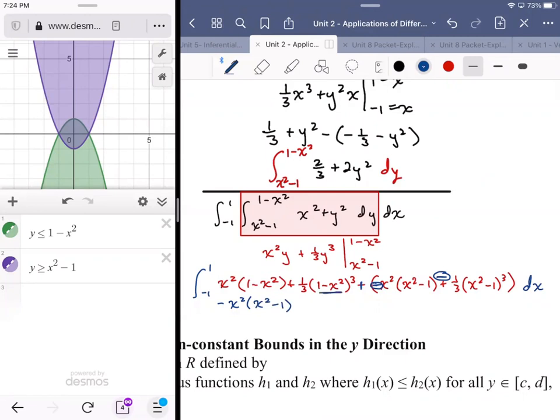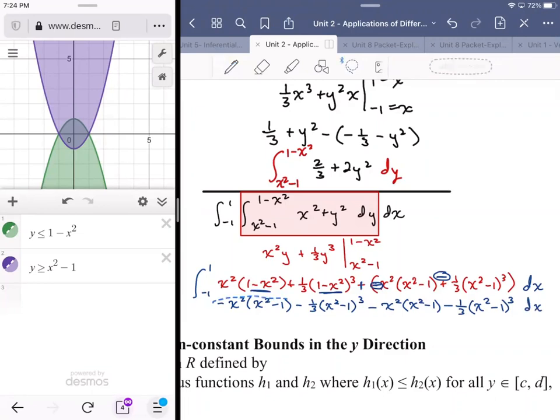Okay. I could factor out a negative from this one also. A -1 three times, I would factor it out. So this would be minus 1/3 x squared minus 1 cubed. Then I would have a minus x squared times x squared minus 1 minus 1/3 times x squared minus 1 cubed all dx over the interval of -1 to 1.